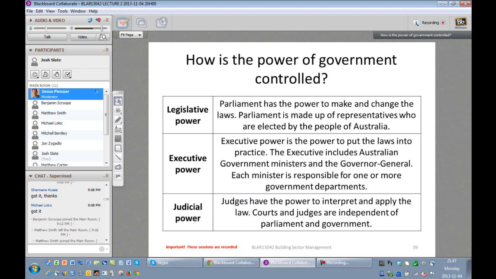So if we look at the control of the government, there are the three levels that we spoke about. The legislative side, the Parliament, makes the changes to the laws, but now that we've made the changes, how are we going to execute that? And then we move on down the line, and the judges at the bottom of the triangle get to interpret and apply those laws. So on a single slide, there's an explanation for the differences between legislative, executive, and judicial power in terms of the Australian government and how the government is controlled.